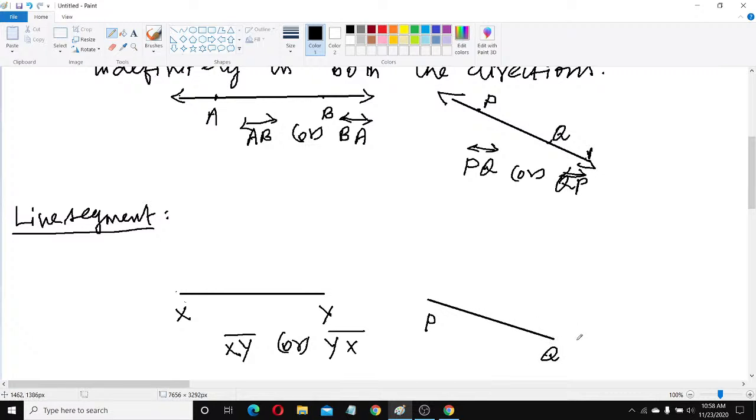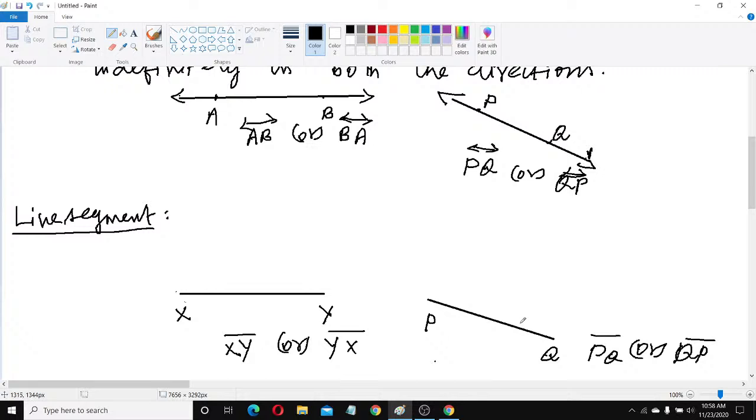Now how do we name this line segment? PQ line segment or QP line segment. So when you are drawing line segment, you should not use arrow mark, children, because in line segment we will have the starting point and ending point. You see the first line segment, starting point X, ending point is Y. Second line segment, starting point P, ending point is Q. So don't use arrow mark when you are drawing the line segment.